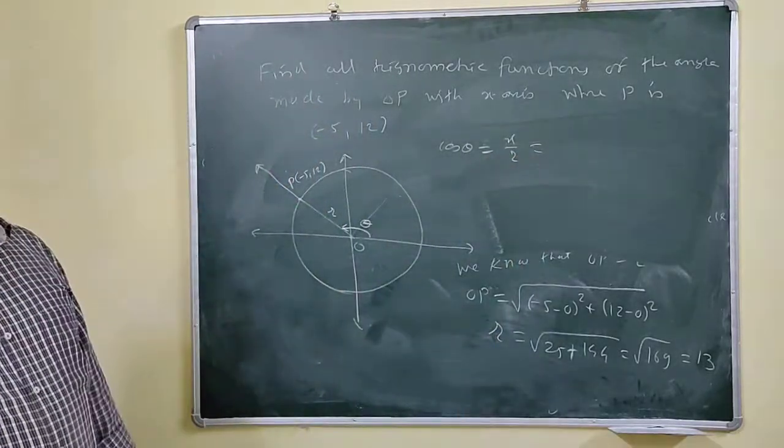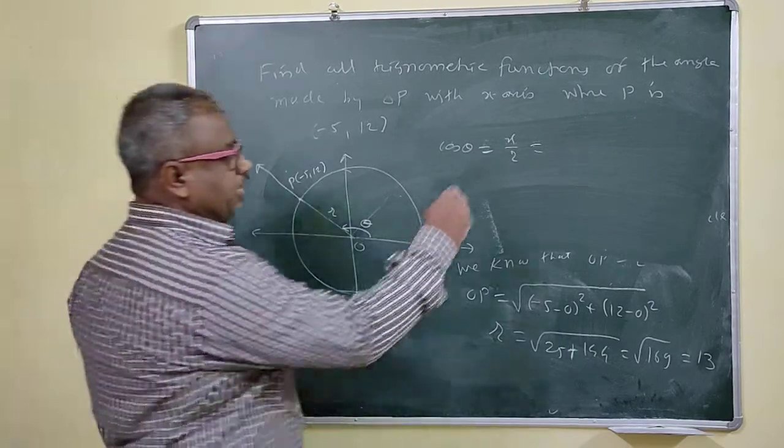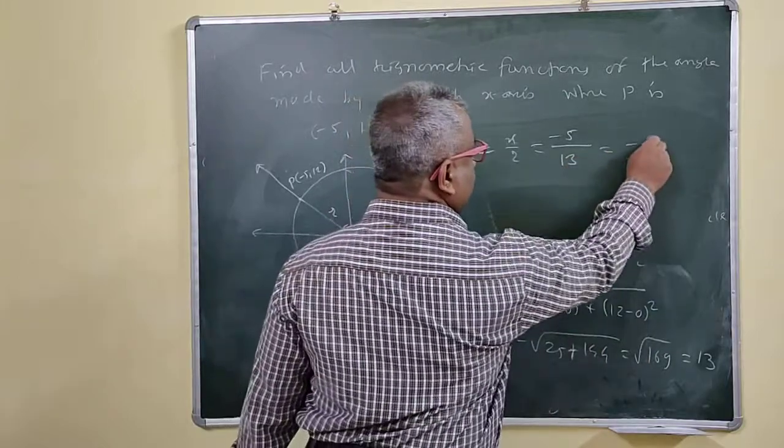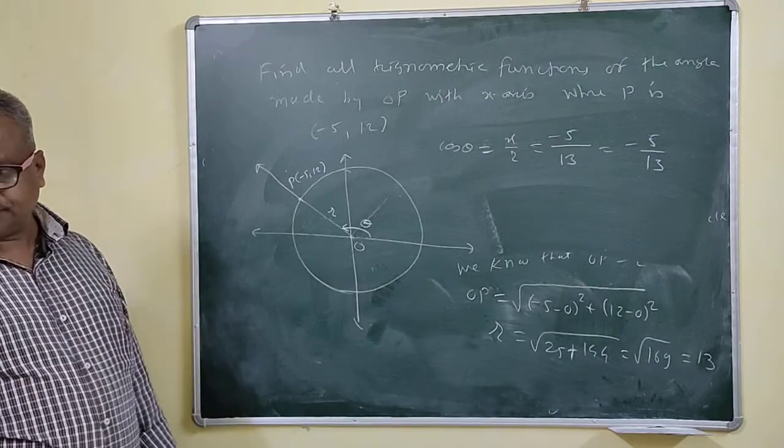Cos theta is x by r. So your x is what? Minus 5, right? So minus 5 upon r. R is just what we have calculated. This is 13. So minus 5 by 13, we get cos theta. Right?